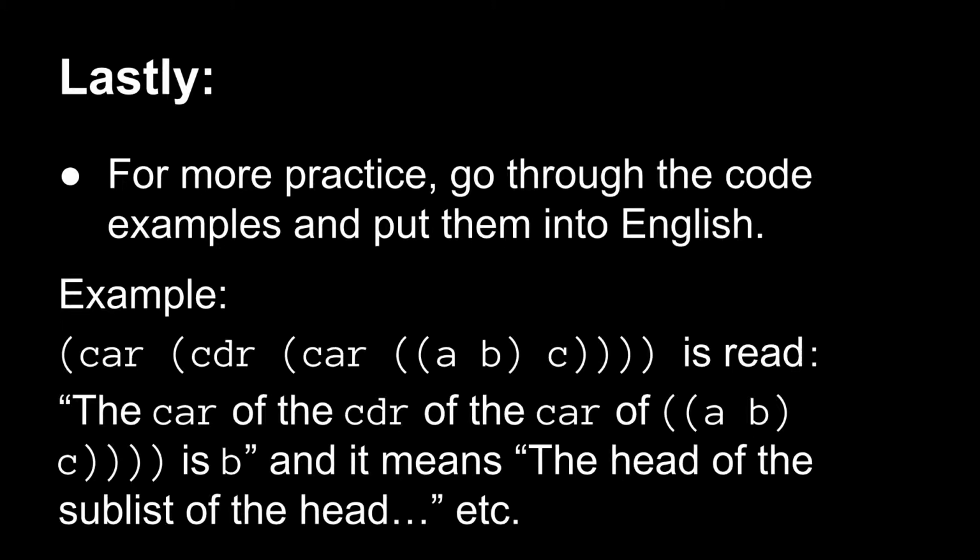Lastly, if you need more practice, go through the code examples and translate them all into English. For example, the car of the cdr of the car of the list AB and the atom C should be read as the head of the sublist of the head, etc.